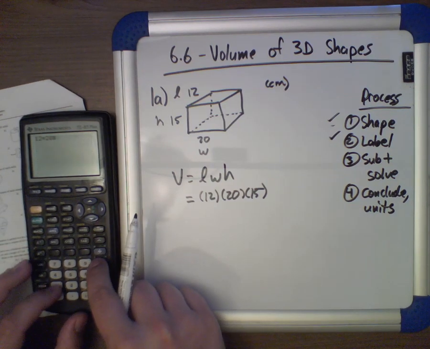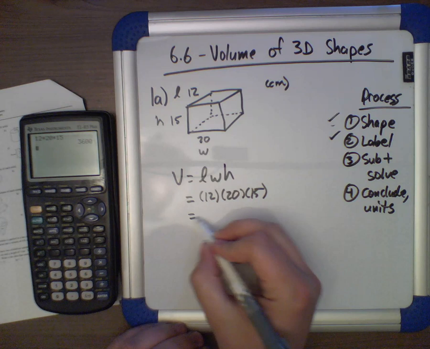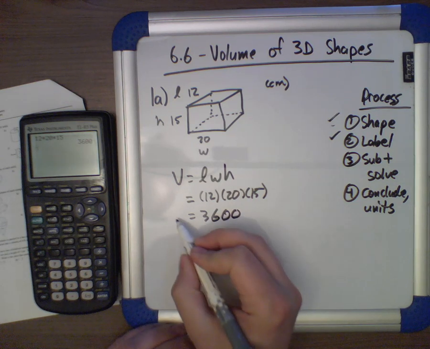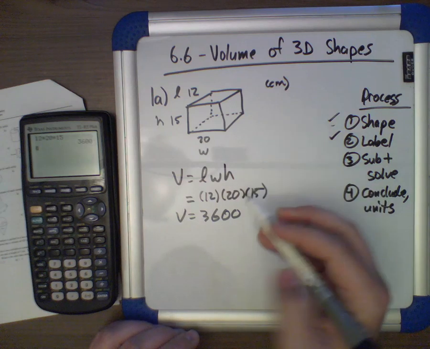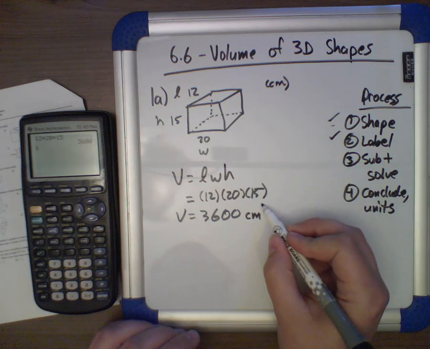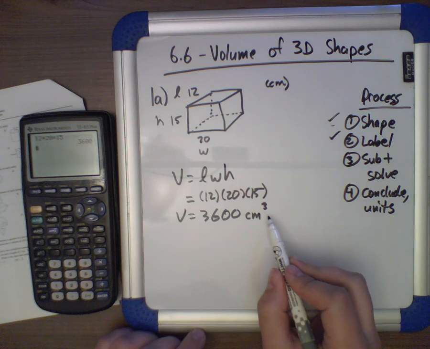12 times 20 times 15 is 3,600, and that's all we had to do. Let's just state our units. 3,600 centimeters. And remember, for volume, you should have seen this in the other YouTube videos already, volume is cubed.